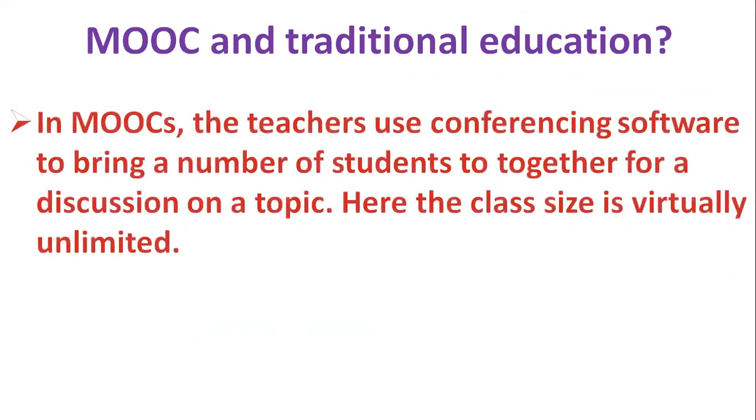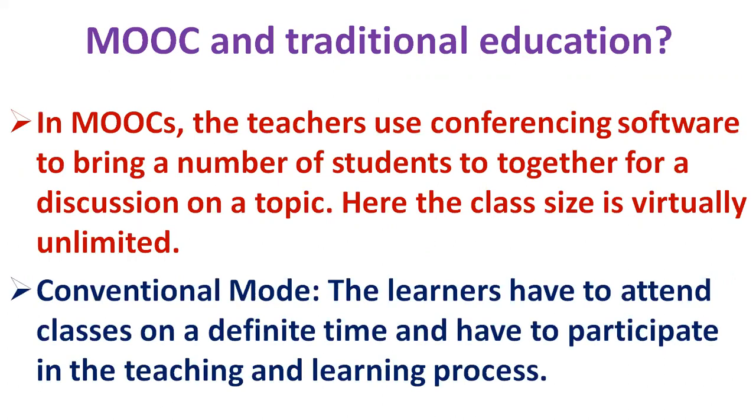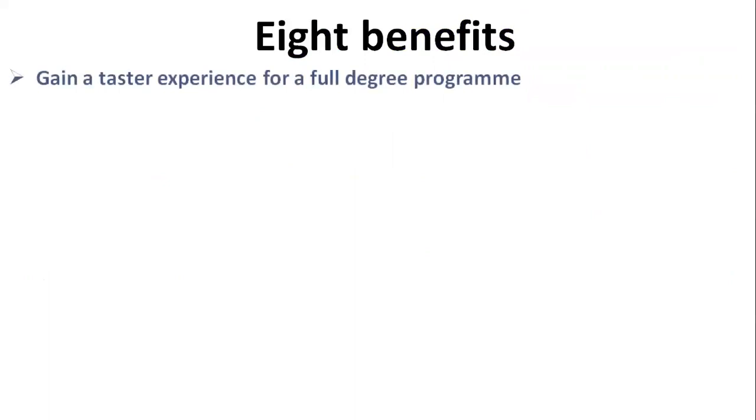In MOOCs, there is a lot of difference between MOOC and traditional education. In MOOCs, the teachers use conferencing software to bring a number of students together for a discussion on a topic. Here, the class size is virtually unlimited. Whereas in a conventional mode, the learners have to attend classes at a definite time and have to participate in the teaching and learning process. There are eight benefits of using these.